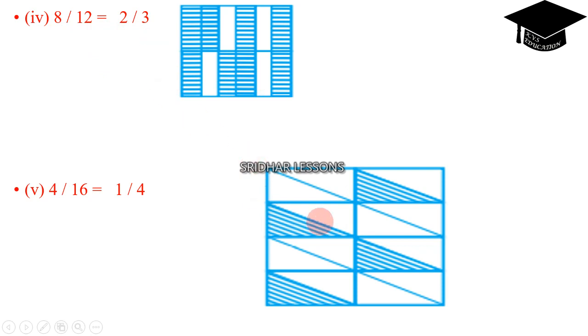Here you can check it out. How many parts totally? 1, 2, 3, 4, 5, 6, 7, 8, 9, 10, 11, 12, 13, 14, 15, 16. So totally 16 parts are there. How many were shaded? 1, 2, 3, 4. 4 parts were shaded. So it is 4 by 16. This is equal to 1 by 4.